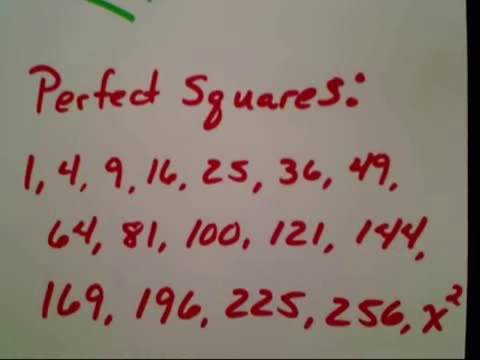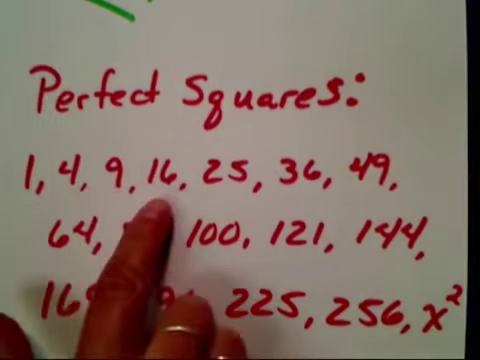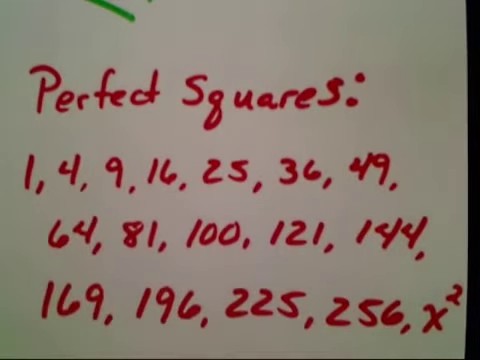1 is a perfect square. 1 is the god of our math land, I call 1. It is a perfect square, it is a perfect cube, it is a perfect everything, because 1 to whatever power is still 1. Just a nice little side note. 2 squared is 4, 3 squared is 9, 4 squared is 16, etc. So I have the list here of the first 16 perfect squares.